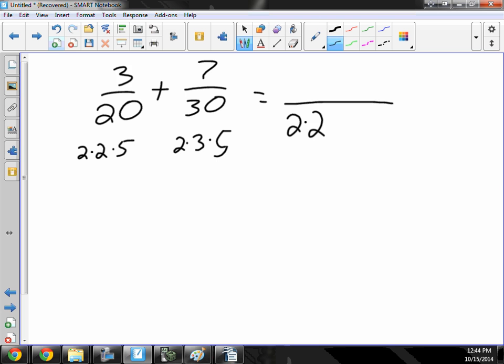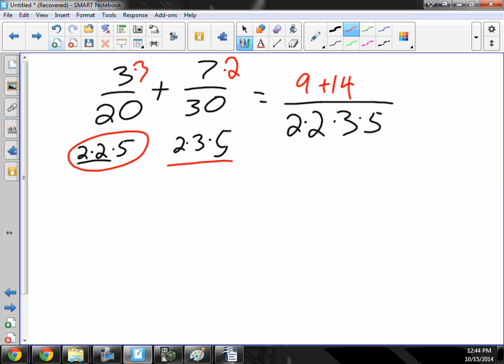So we have that covered. How many 3's do I need? How many 5's do I need? 1. Everybody understand that? Okay? So now, what is my first denominator missing? A 3. What is my second denominator missing? A 2. So it's 9 plus 14. 9 and 14 make 23. And 2 times 2 is 4, times 3 is 12, times 5 is 60.